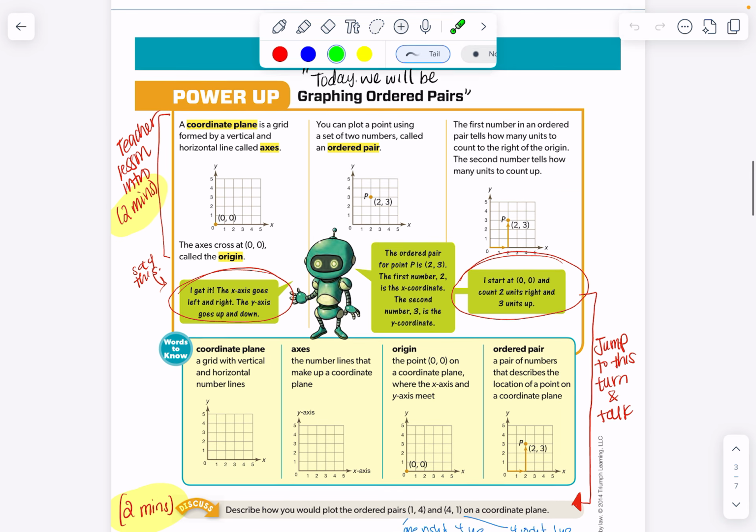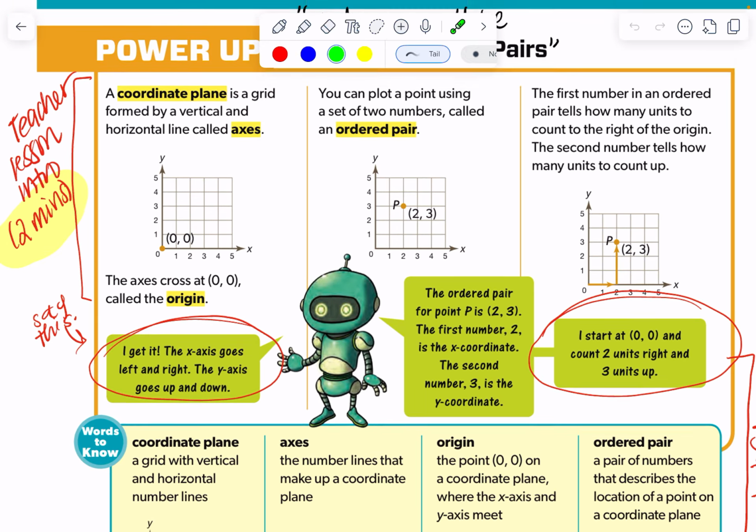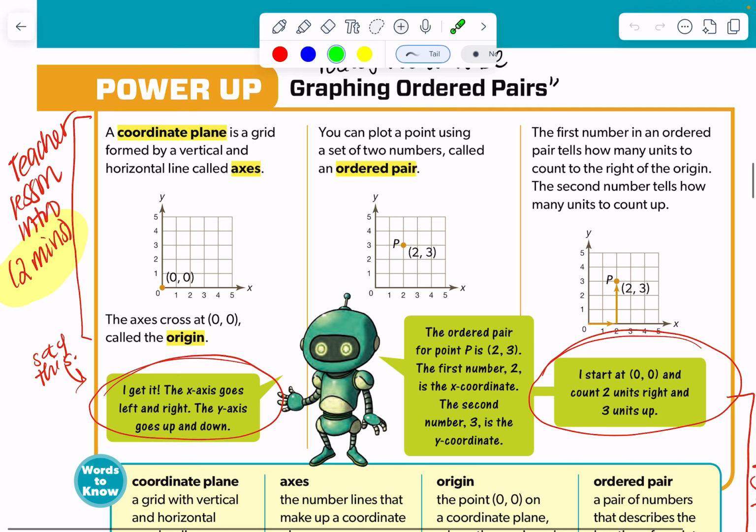So we start out with about 2 minutes of you going into your introduction, paying close attention to the vocabulary words that students are going to be using the next few days, and then highlighting how students should graph ordered pairs. So this lesson teaches students that in graphing an ordered pair, they are always going to start out at the origin, which is 0, 0.